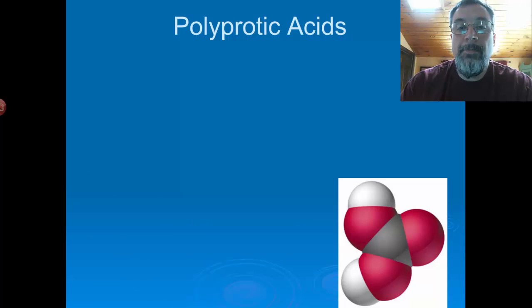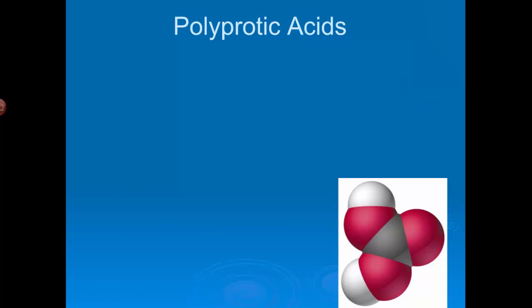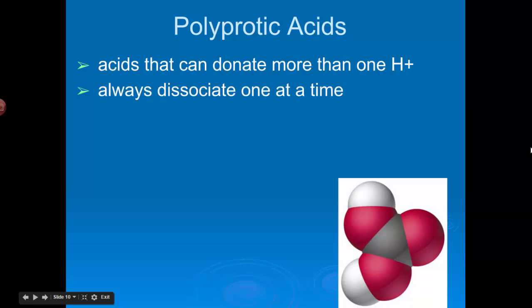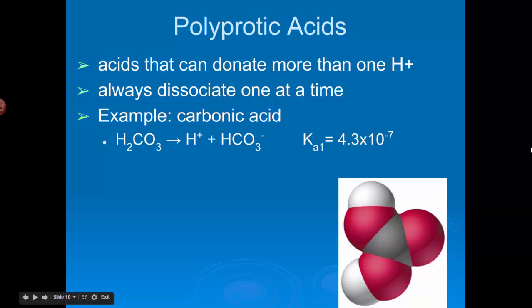Polyprotic acids. A polyprotic acid means that it contains more than one ionizable hydrogen. Okay? The hydrogens pop off one at a time. So first, all of the molecules have to give up their first H plus before they can give up their second H plus. Carbonic acid, H2CO3, has two dissociations.